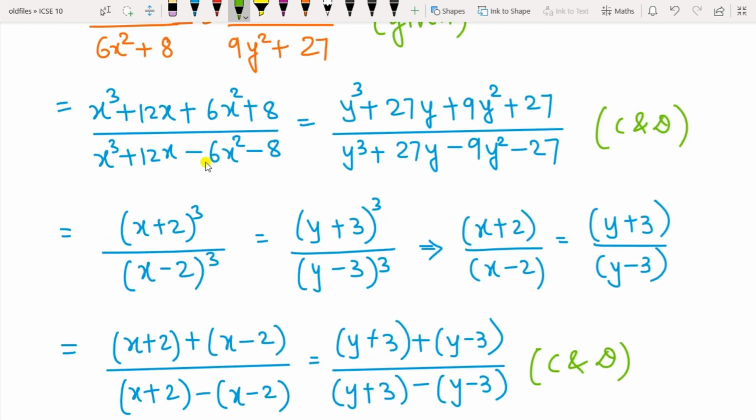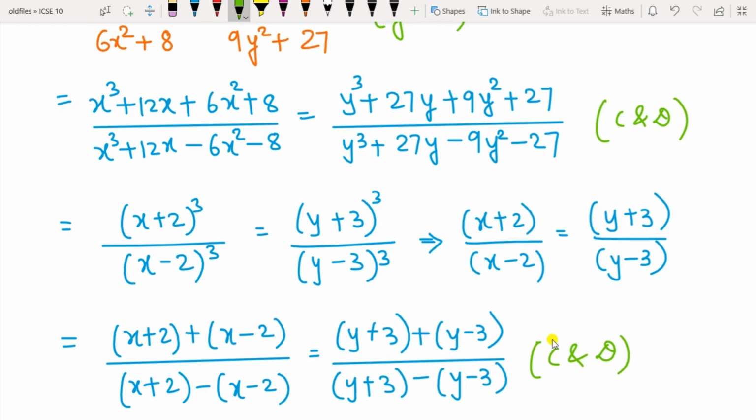Now this equation is of the form: this is the expansion of (x plus 2) the whole cube, this is the expansion of (x minus 2) the whole cube, this is the expansion of (y plus 3), and this is the expansion of (y minus 3) the whole cube. Now all the brackets are of whole cube, so we can remove these cubes from all the sides. So you have (x plus 2) upon (x minus 2) equal to (y plus 3) upon (y minus 3).